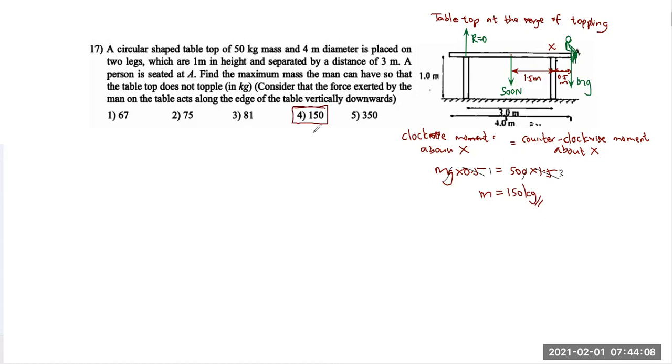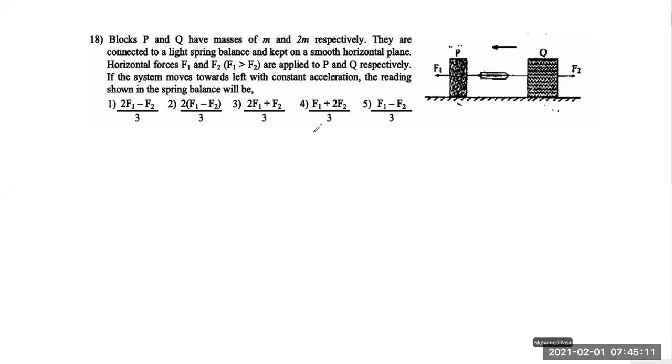Fourth one will be the correct answer for this question. Moving on to the 18th question. Blocks P and Q have masses of m and 2m respectively. They are connected to a light spring balance. That's very important. So the spring balance doesn't have mass, and they are kept on a smooth horizontal plane.